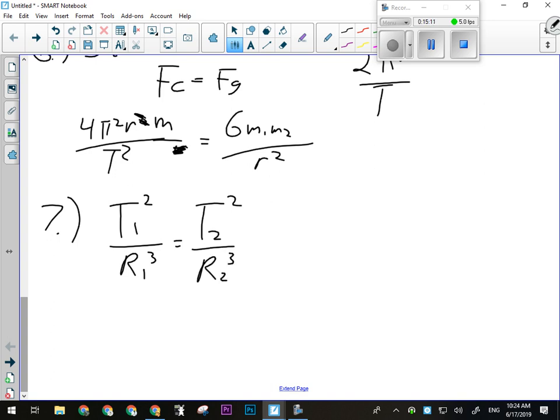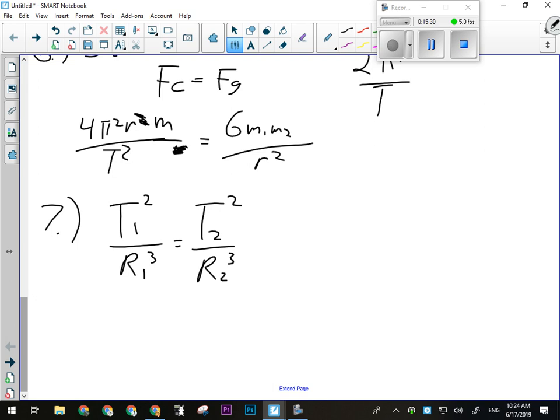Okay, that was Kepler's law of periods. As long as two objects orbit the same central body, they have the same Kepler constant. So this formula is true, right? And that's fine as long as I have the right information about two objects that happen to be orbiting the same central body.